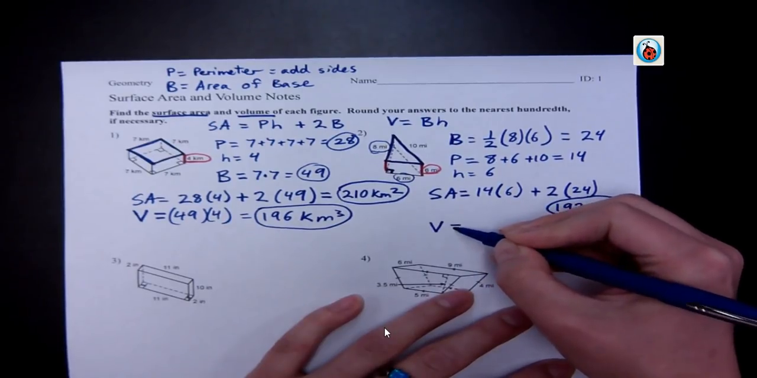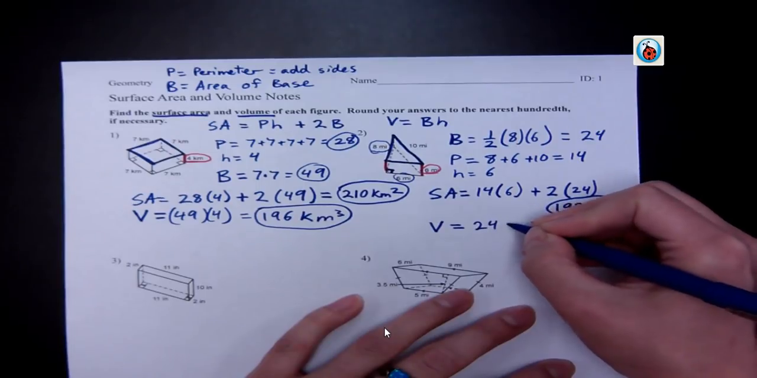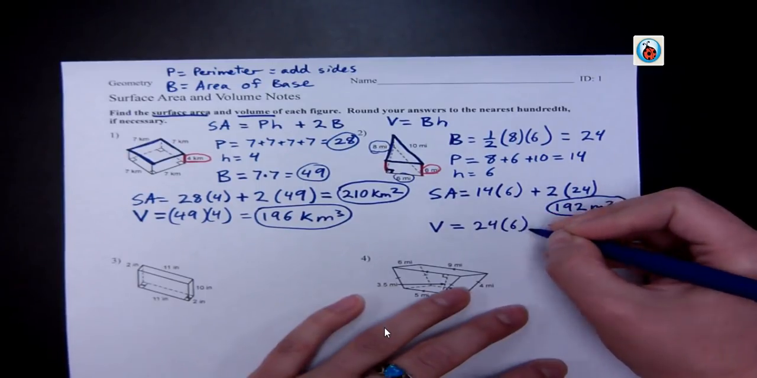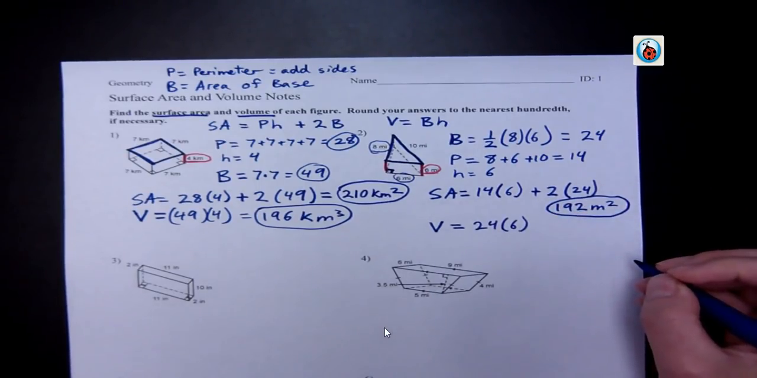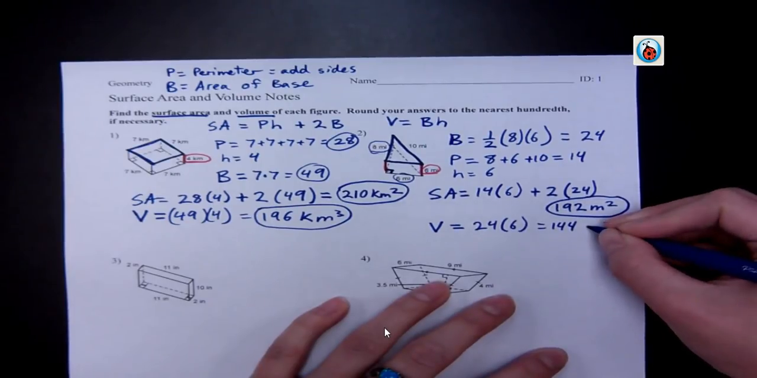My volume is just that area of the base, the 24, times my height, which is 6. I plug that into my calculator and get 144 miles cubed.